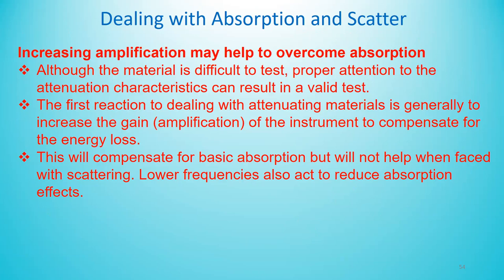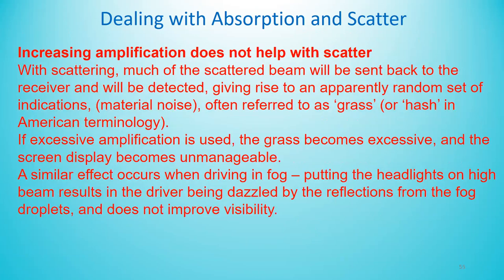The first reaction when dealing with attenuating material is generally to increase the gain amplification of the instrument to compensate for the energy loss. This will compensate for basic absorption but will not help when faced with scattering. Lower frequencies also act to reduce absorption effects. Increasing amplification doesn't help with scatter.